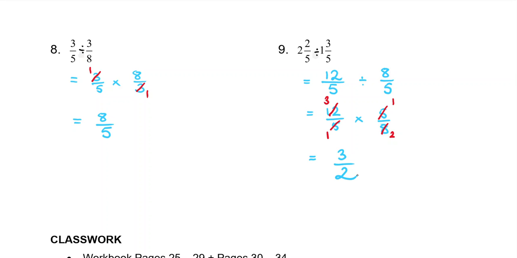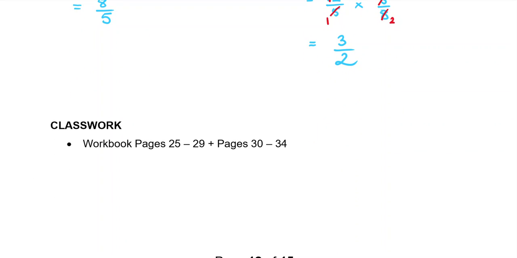We are done. All right, so our pages, there are 2 sections. We're doing 25 to 29 and 30 to 34. We might not quite get all of those done today. That's okay.